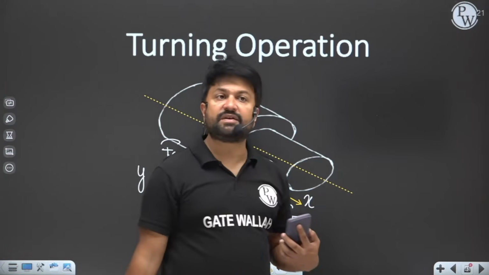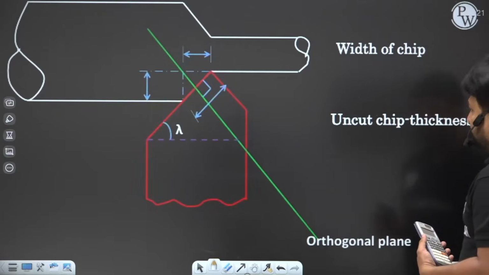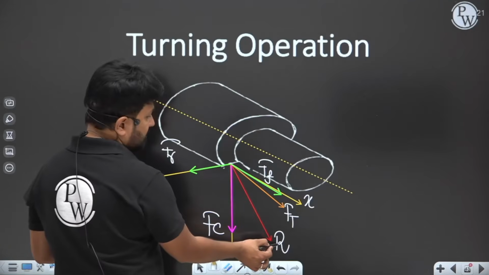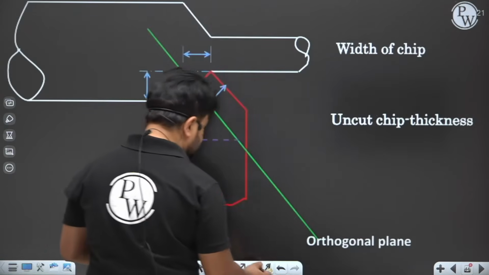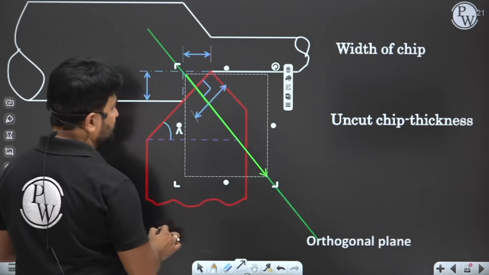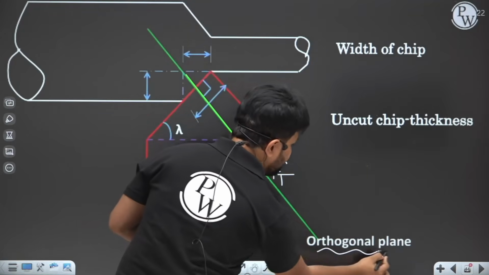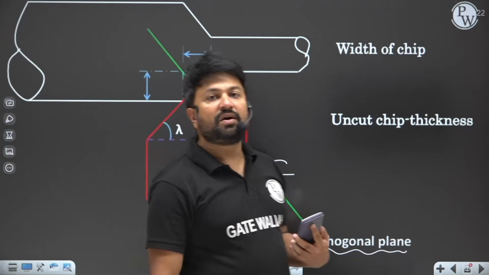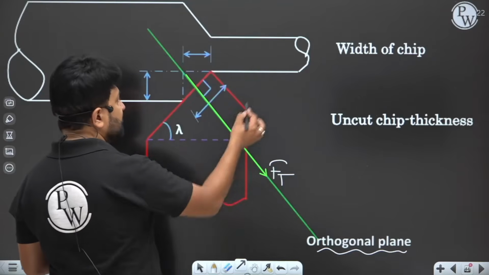Remember, previously we have discussed this; if you do not remember, then please see it. Whatever component you take, the component of r in the xy plane is Ft, and that Ft is a thrust force. That thrust force is acting in the orthogonal plane, along the orthogonal plane. This is Ft, the thrust force, which is the component of r in the xy plane.